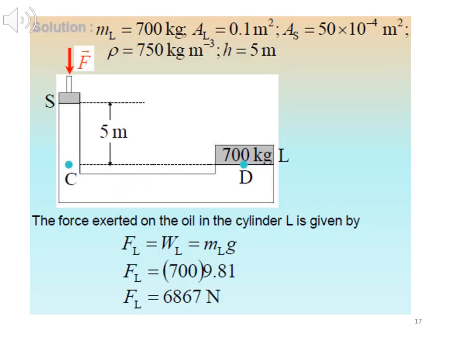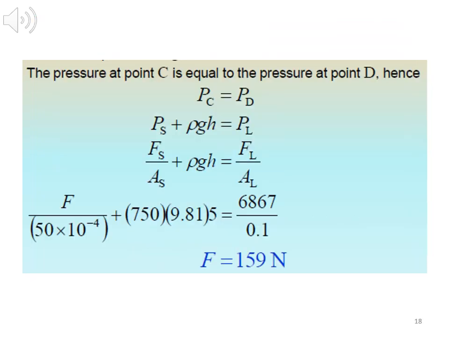The solution here states that the force is equal to weight, which is equivalent to mass times gravity. You substitute all the information given and calculate the value. The unit will be in Newton. As for pressure, the pressure at point C is equal to the pressure at point D, hence by using the formula P equals rho g h equals P L. Hence you will get 159 Newton for the force.